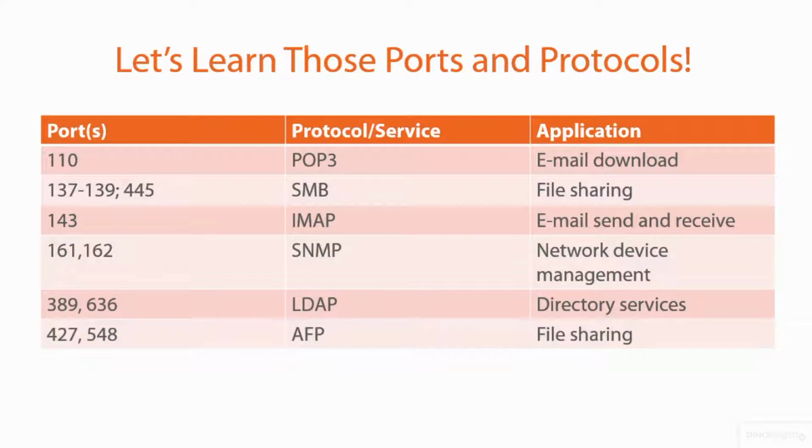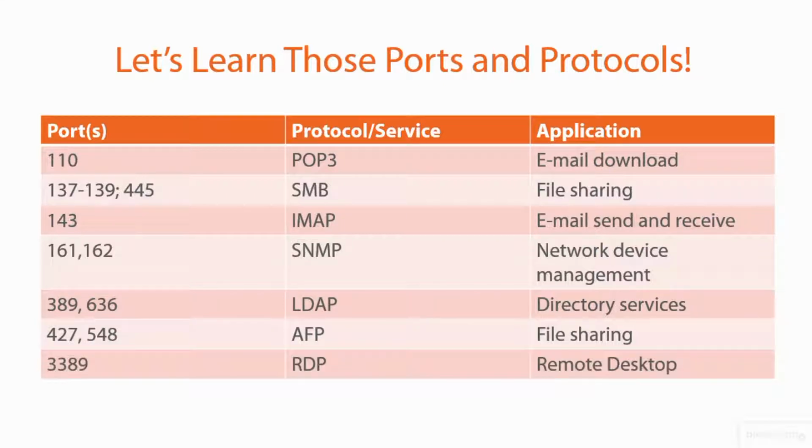Ports 427 and 548 are the Apple Filing Protocol. Used for file sharing, this was used many, many years ago in Apple-based peer-to-peer networks, but fortunately Apple got on the TCP/IP train within a few years, so you'll find nowadays that if you're doing file sharing on OS X, you will be using SMB when you're communicating with Windows boxes, and you'll probably be using Network File System, or NFS, when you're doing file sharing with other OS X or Linux machines. Interestingly, NFS is not one of the protocols that we need to know for the A+.